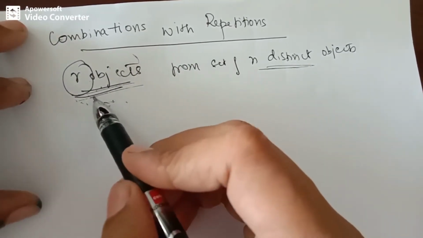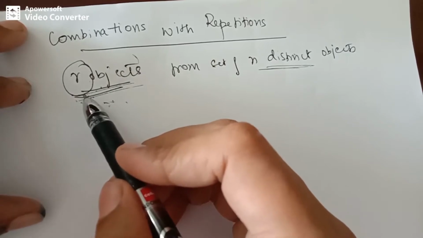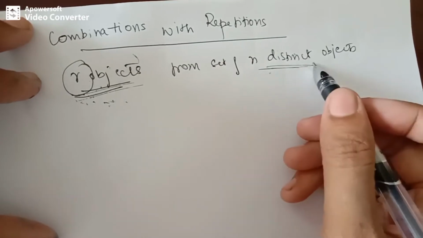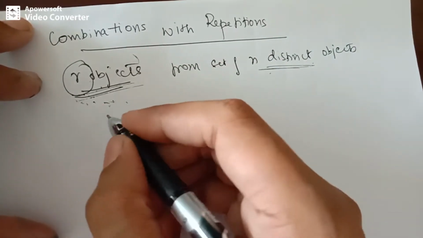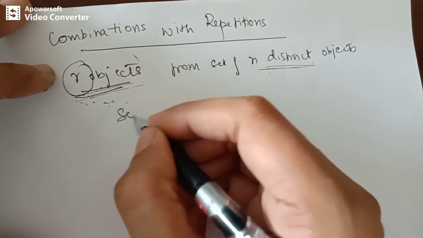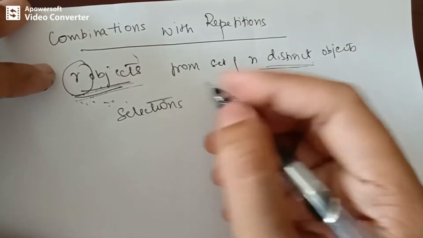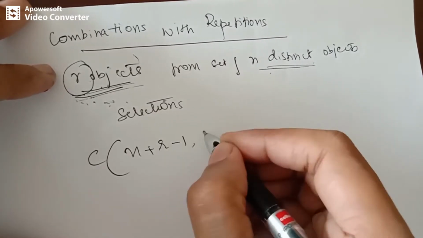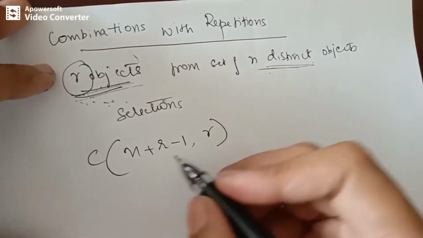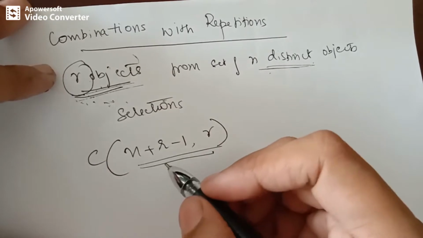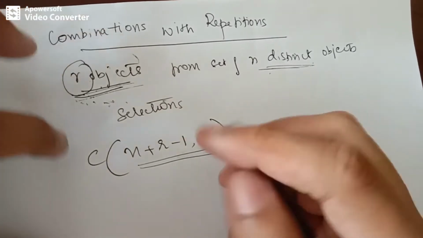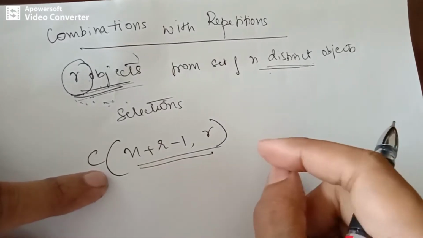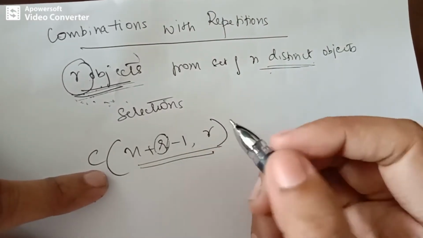So let's say we have got to choose R objects with repetition from a set of N distinct objects. How many such selections are possible? It is given by C of N plus R minus 1 comma R. So this represents the number of combinations of N distinct objects taken R at a time.